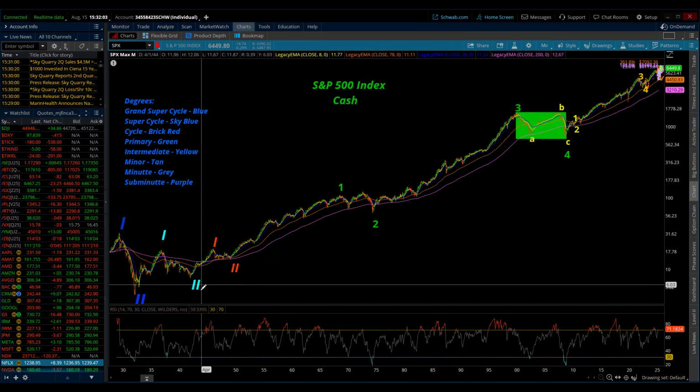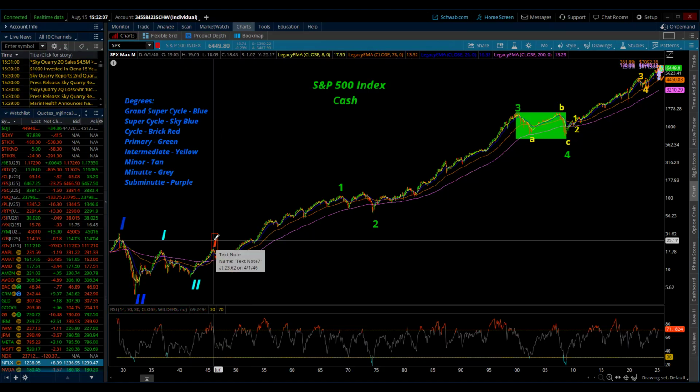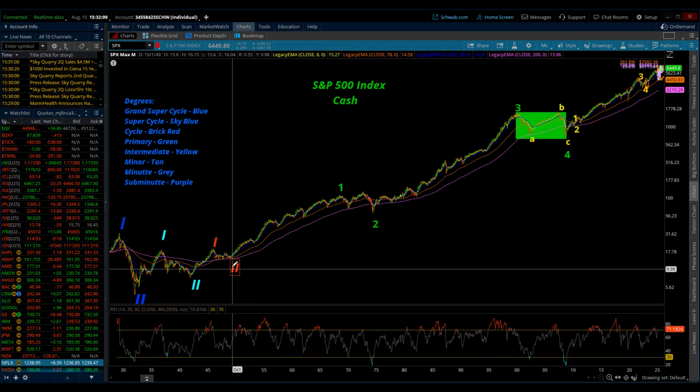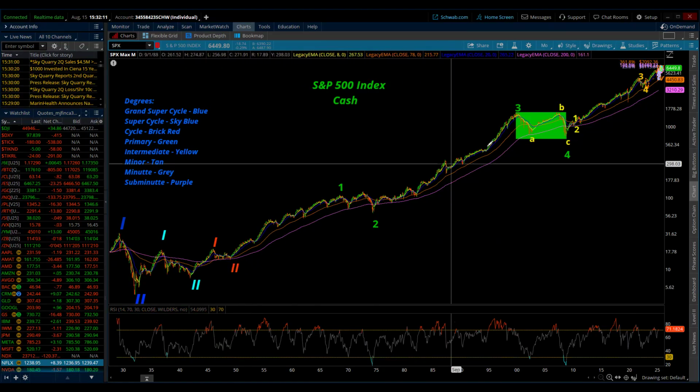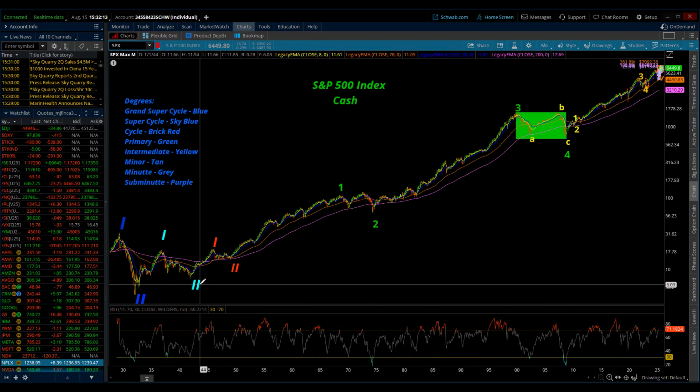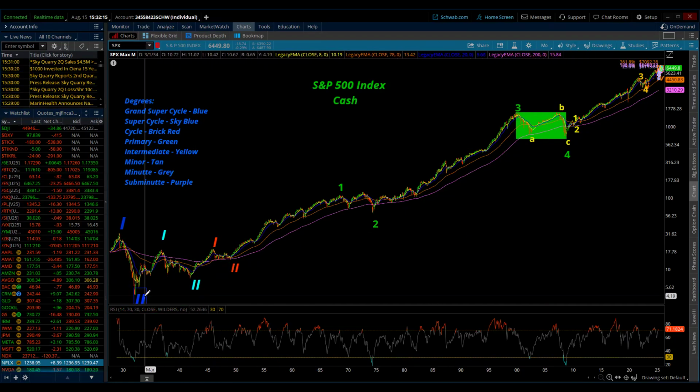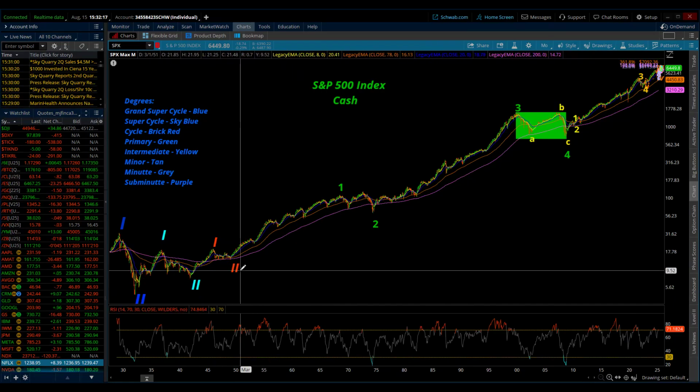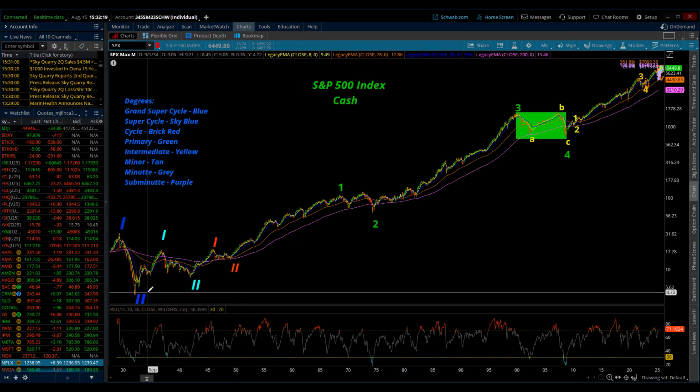And then what will be inside a supercycle wave 3 will be 5 waves of cycle degree, of which we have 1 and 2. So we're in cycle wave 3 of supercycle wave 3 of grand supercycle wave 3. So now we're in a 3 of 3 of 3 move. That's producing a pretty powerful rally. In fact, as we entered into cycle wave 3, it becomes the most powerful part of the overall rally phase.